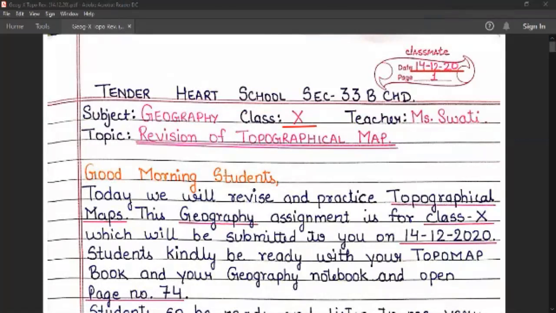Students, kindly be ready with your topo map book and your geography notebook and open page number 74. Be ready and listen to me very attentively and keep noting down the rules as well as the answers in your notebook.